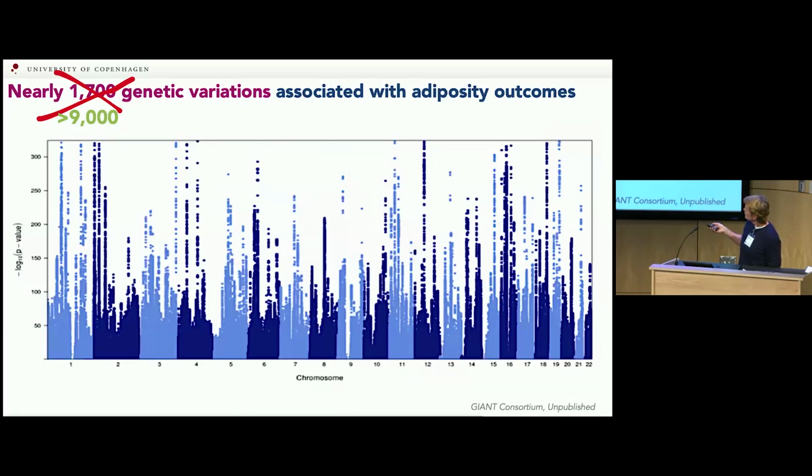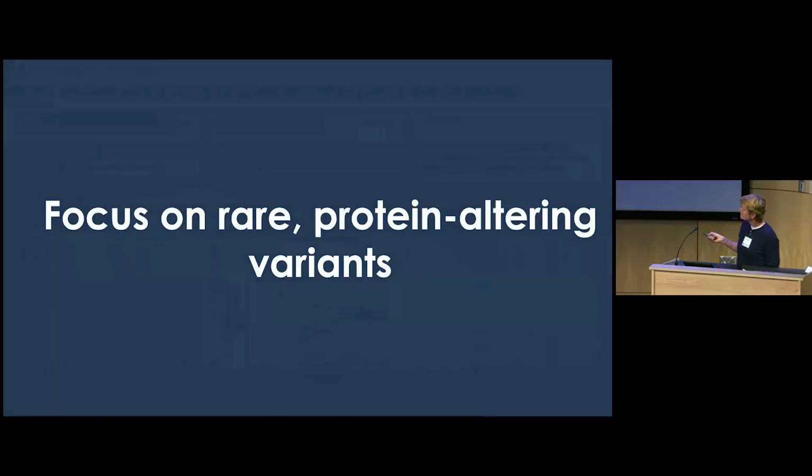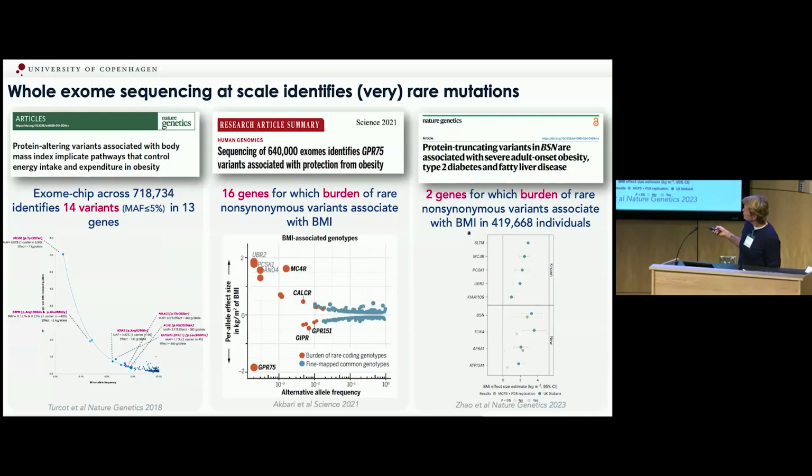Some people have tried to shortcut the variant to function by focusing on rare variants. Here you see a few initiatives. The GIANT Consortium used the exome chip quite a while ago. It was a cheap way to get to the rare variants. We had 700,000 individuals and found 3 variants that are truly rare, below the 1% level, including the 2 variants in the GIP receptor. These are coding variants.